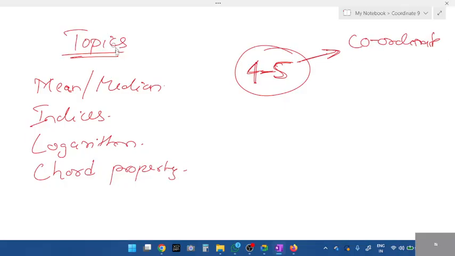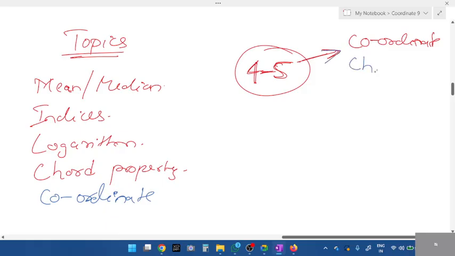See, these are the topics, students. Chord property, coordinate geometry. Okay. If you want, I can conduct one revision class, coordinate and chord property. First half an hour I'll teach coordinate, one or two questions, then chord property. Other things you all revise, students. Mean, median, indices, logarithm. All this we have done, right? Even revision also it's done.